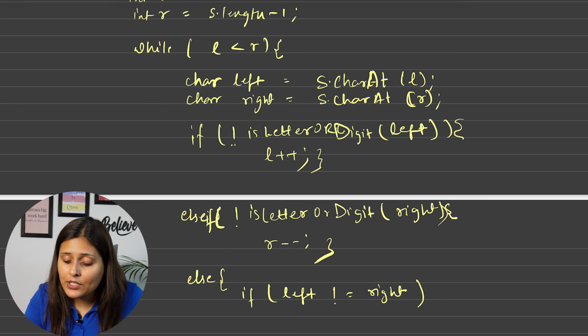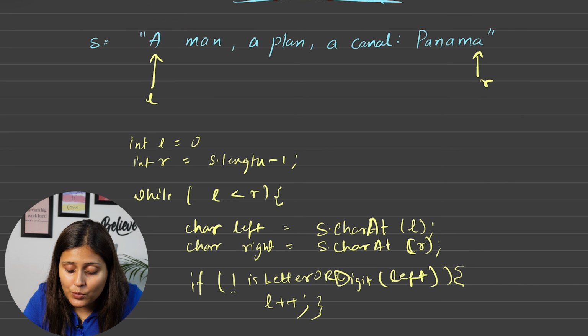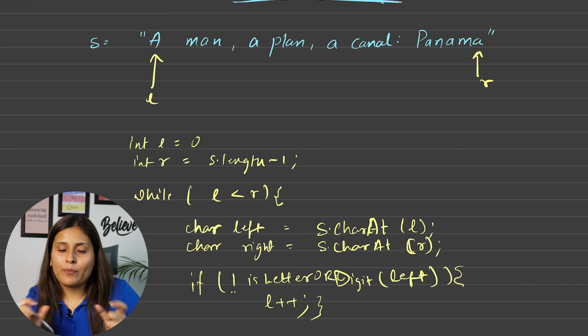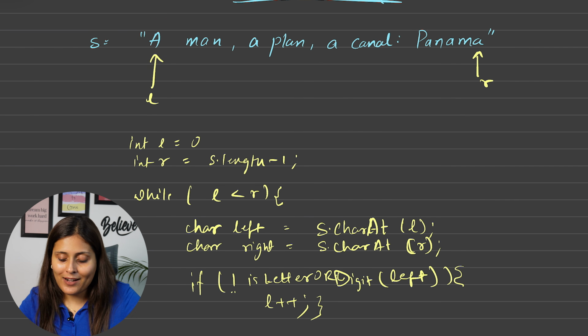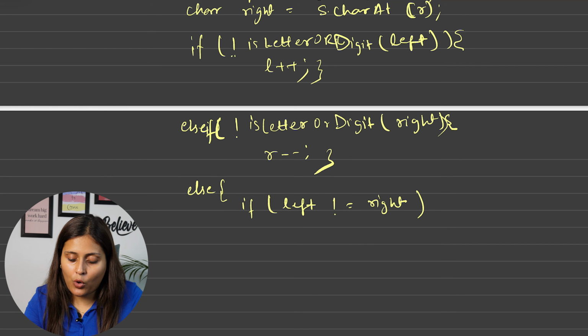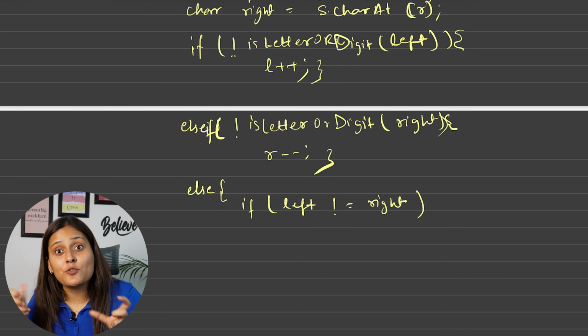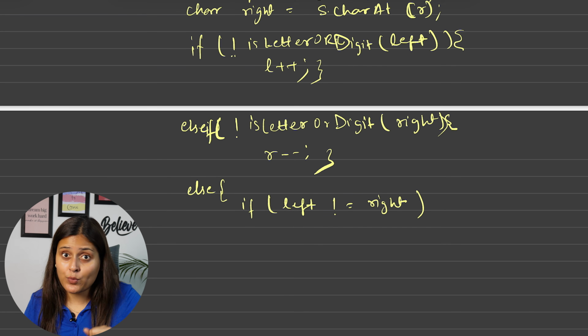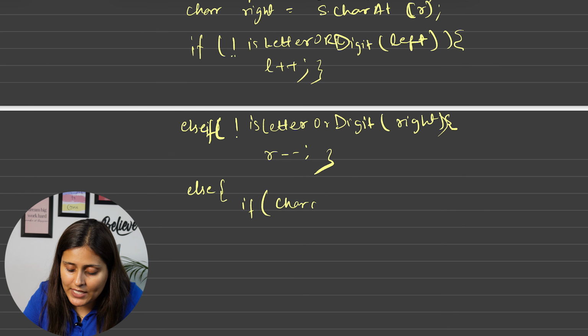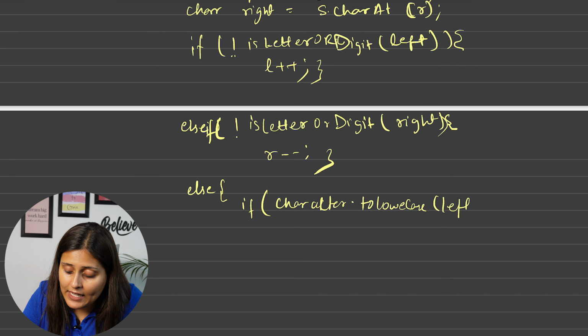No, because if you see here, at the start it was uppercase and then it was lowercase. So basically you have to change to one format. So let's change the uppercase into lowercase. You have to change both into lowercase because you don't know which one is upper. So hence you will change character dot toLowerCase of L, of left, if they are not matching character.